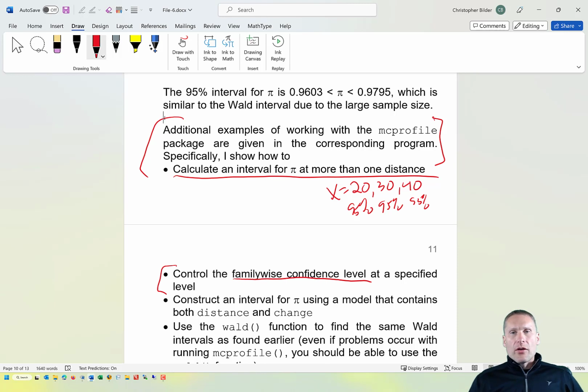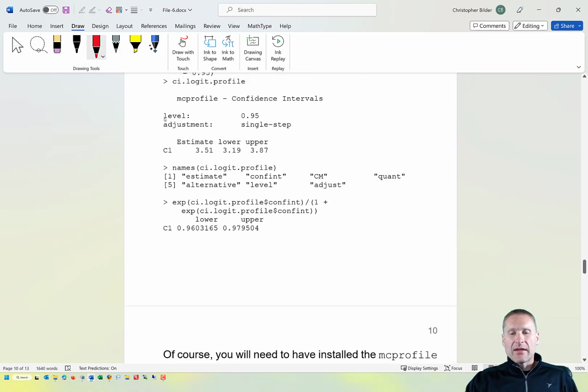Now, the overall confidence level that these intervals contain each of the 3 different values of pi is not 95%. It's actually something lower. And so there are ways that you can control the overall confidence level for all the intervals that you're interested in. And that's what the family-wise confidence level does. And so in my R program, I show you how you could do that.